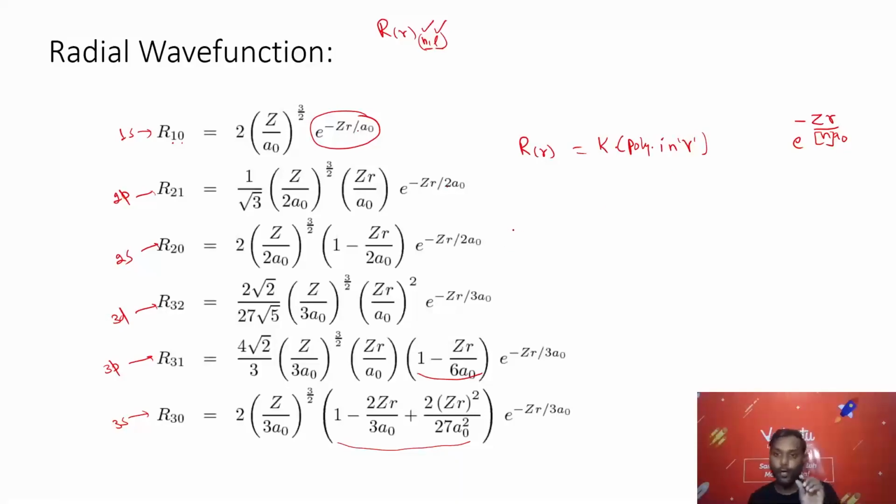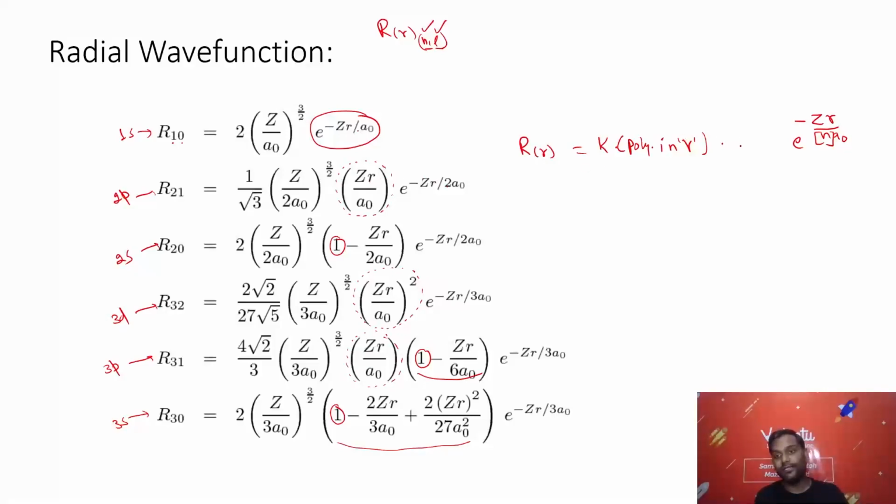So there is also a polynomial in r. But notice that the polynomial will always have a constant term: like Zr by 2a naught, then there is a constant 1; Zr by 6a naught, there is a constant 1; Zr squared, Zr by, then there is a constant 1. Meaning I cannot take this as a polynomial in this case, because this does not have a constant term. I cannot take this as a linear polynomial in this case because it does not have a constant term. These values which I am highlighting don't contain a constant term. They are simply present as a power of r.